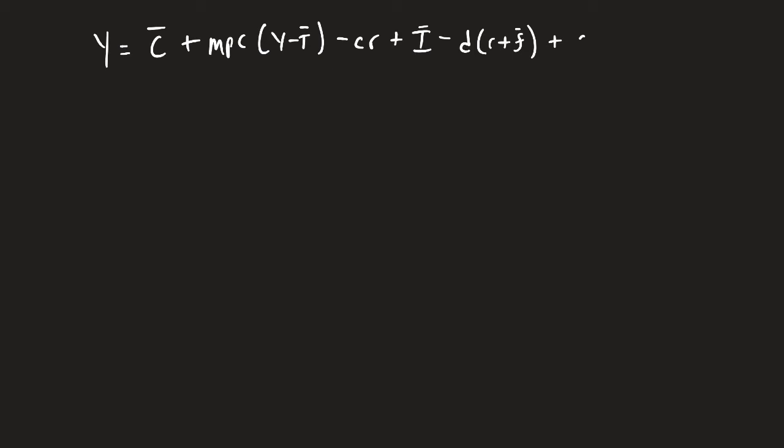But for now, we know that consumption was C bar plus MPC times (Y minus T bar) minus C times R. And then we knew investment was I bar minus D times R plus F bar, which are financial frictions. G was just G bar, and NX was NX bar minus X times R.